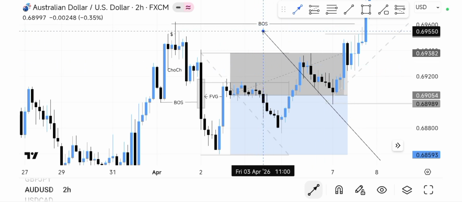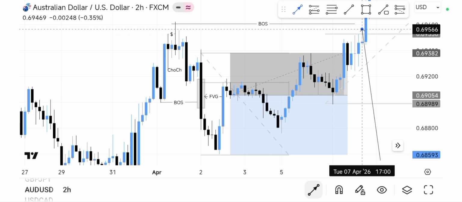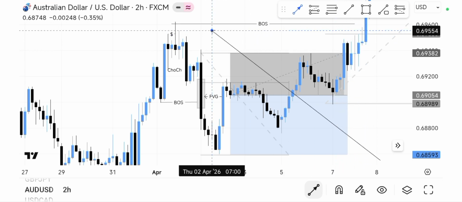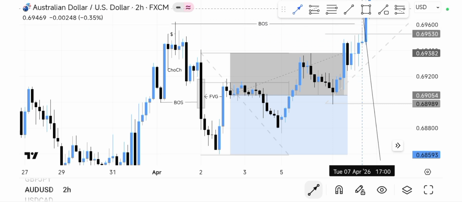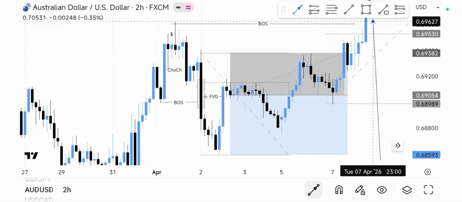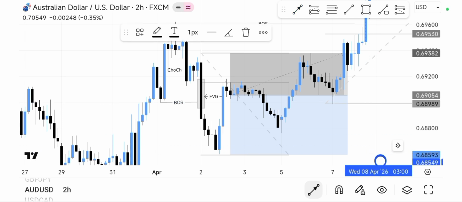If you see this BOS for the break of structure, don't get confused. This is when price broke these lows, and a new setup is being formed. This will be a setup that I will be taking in the next week. And so let's move to the next trade, which is USD CAD.